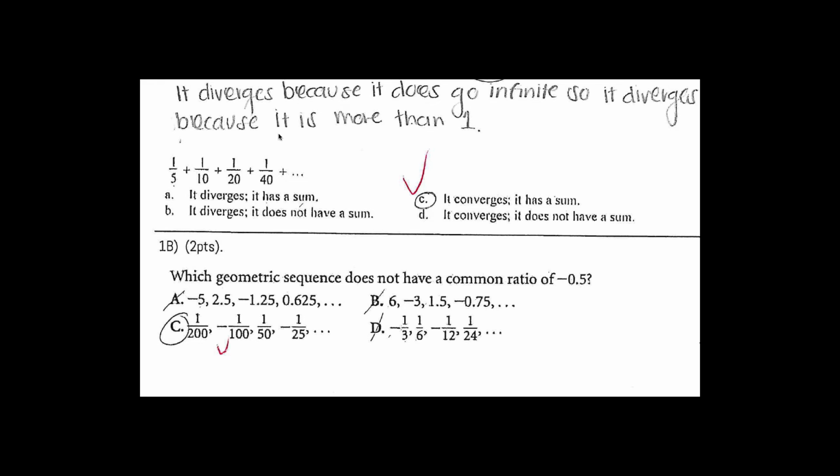I wanted to show you this student work. This student wrote for question number 1, it diverges because it does go infinite, so it diverges because it is more than 1. So they recognized that the ratio is more than 1, and they got C is correct.